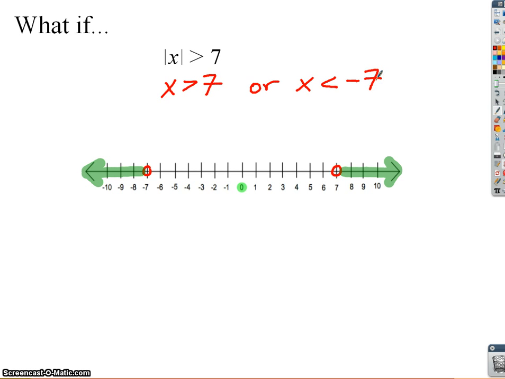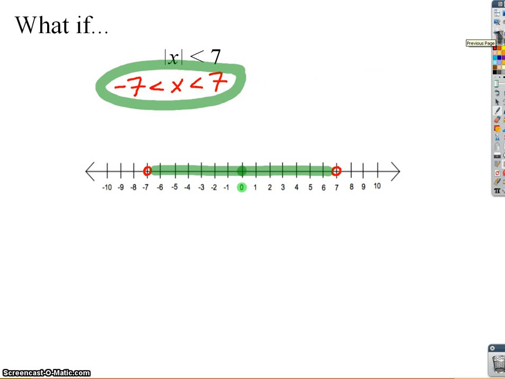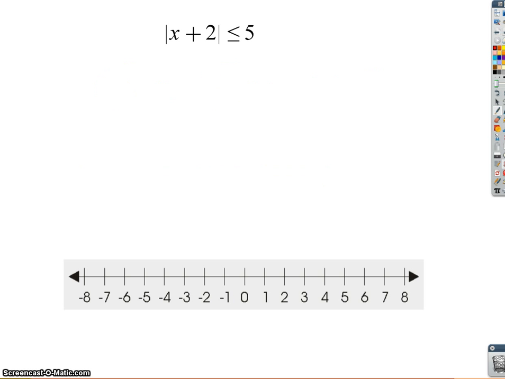Because both of these things describe distances that are more than 7 places away from 0. Okay? And if you looked at the previous one, when my absolute value was less than some number, it turned into an AND compound inequality. So it's sort of another way of writing these. Let's go ahead and take a look at another one.